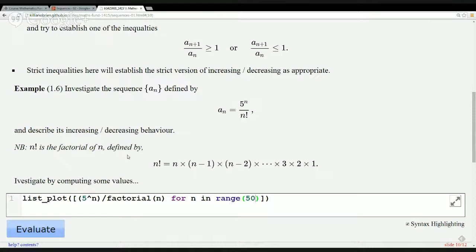So if you're going to look at the n plus 1th element, you have to replace everywhere in the formula where the index appears with whatever the new index is, which in our case is n plus 1. So that's the an plus 1 at the top of the fraction, and on the bottom we put an, which is just 5 to the power n divided by n factorial.